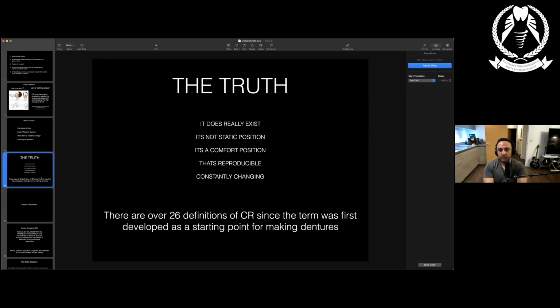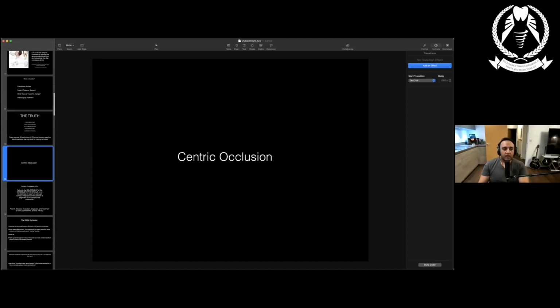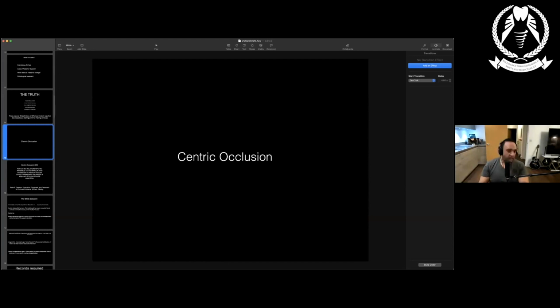Again, lots of different definitions of it. I'm not going to get into the debate of what it is because it's more relevant to the GDP. I'm just trying to make this talk as practical as possible on the subject that we're talking about. So the other area that you might hear in the world of occlusion is centric occlusion.